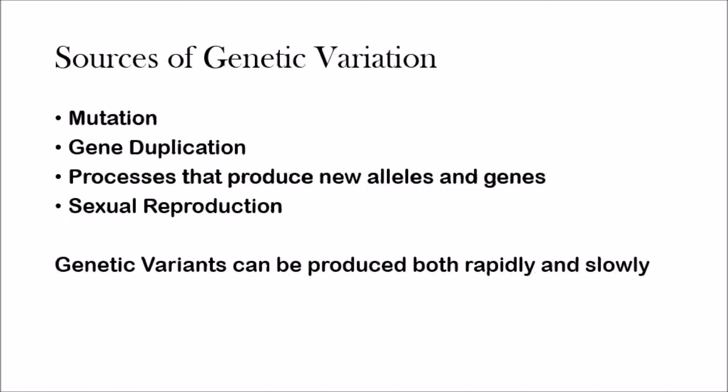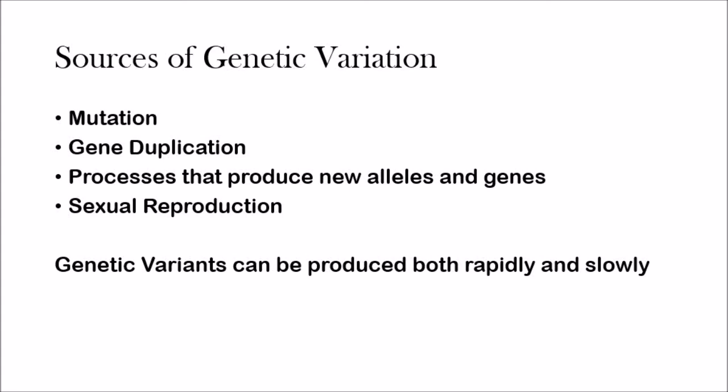Now, what causes genetic variation? These four things are big things that cause genetic variation. First are mutations. Mutations are just when, you know, an allele, a gene messes up and then it creates a different allele. Gene duplication, that would be like a gene having to duplicate.